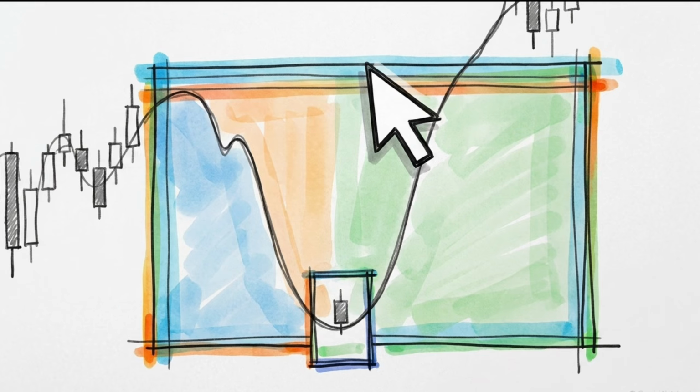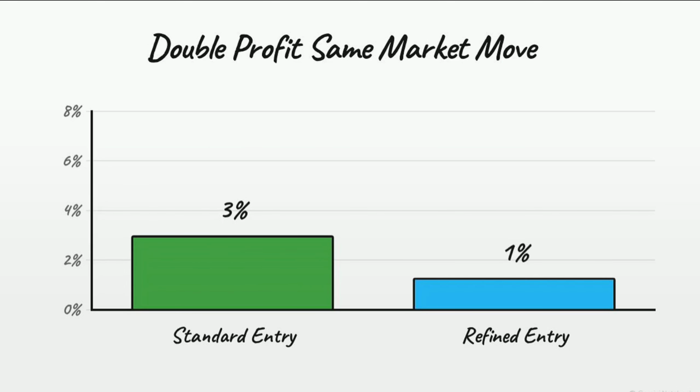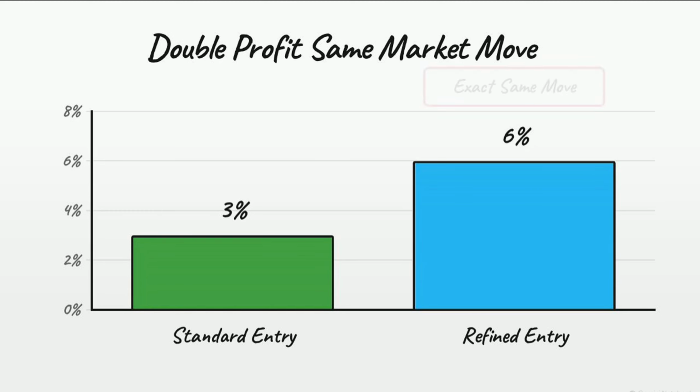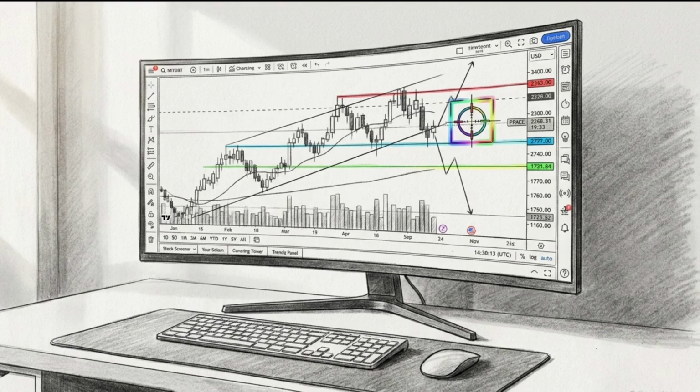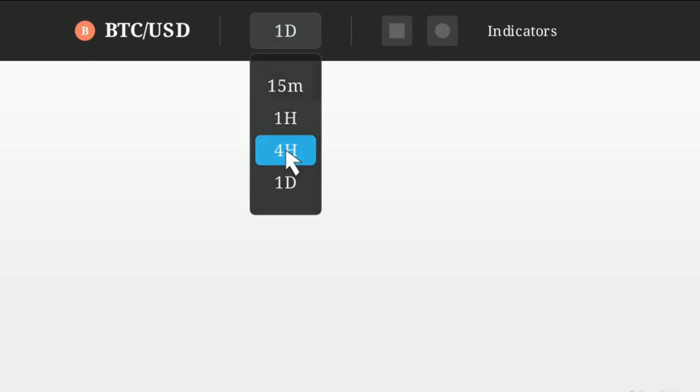By applying a step-by-step process called zone refinement, you can double your profit potential on the exact same market moves you are already trying to capture. To see how this works, open your preferred charting software right now. Select any asset you like, and set your time frame to the 4-hour view.